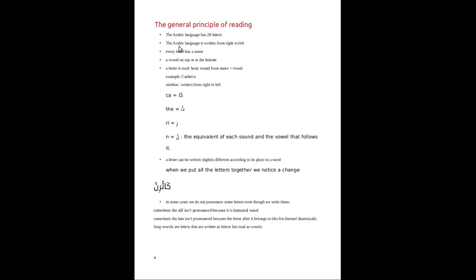So then, Arabic is written from right to left. I said this before. And every letter has a name. So, for example, if you say A, that's the name of the letter A. In Arabic, the first letter is called Alif, but it's not really pronounced Alif almost anywhere, besides when we say on purpose, for example, that the first letter of Arabic is Alif. That's probably the only case where we call Alif by its name.